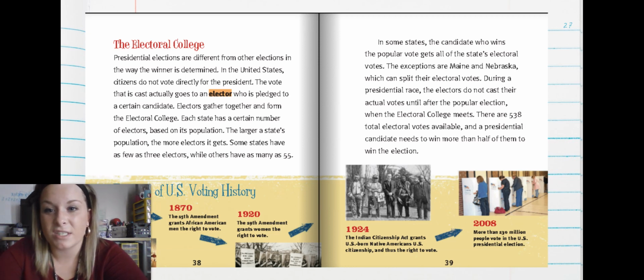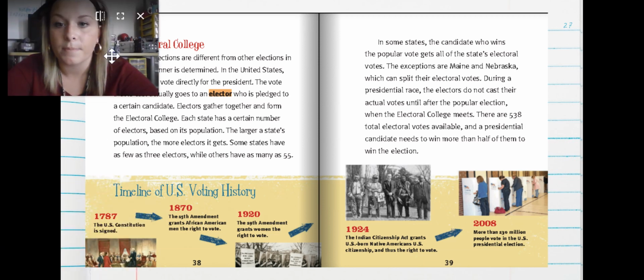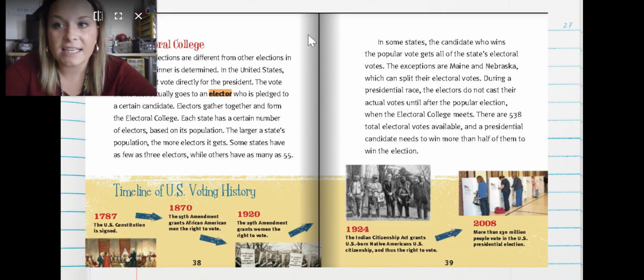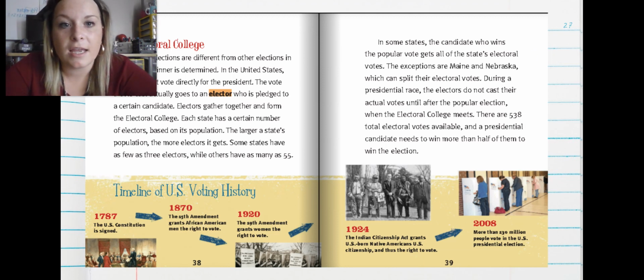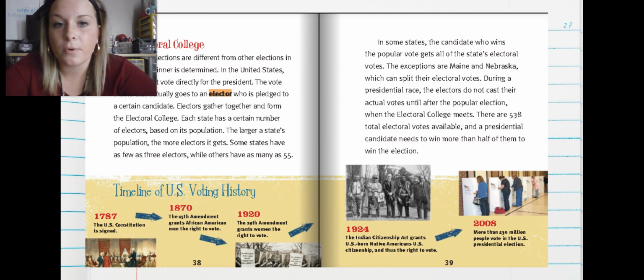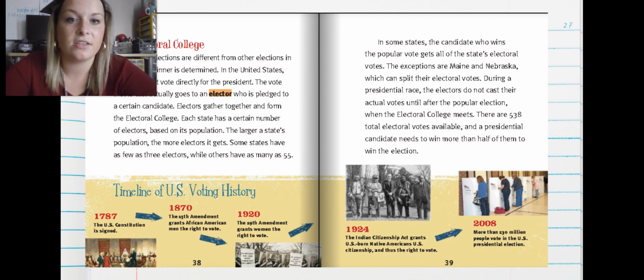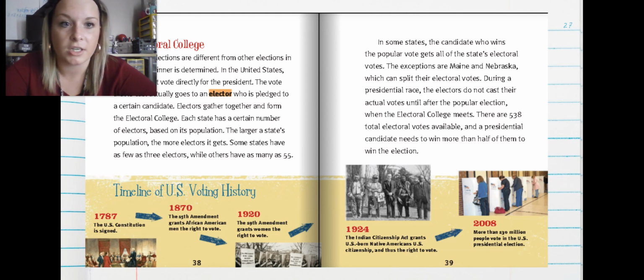Some states have as few as 3 electors, while others have as many as 55. So it all depends on population. In some states, the candidate who wins the popular vote gets all of the state's electoral votes. The exceptions are Maine and Nebraska, which can split their electoral votes. During a presidential race, the electors do not cast their actual votes until after the popular election when the Electoral College meets. There are 538 total electoral votes available, and a presidential candidate needs to win more than half of them to win the election.